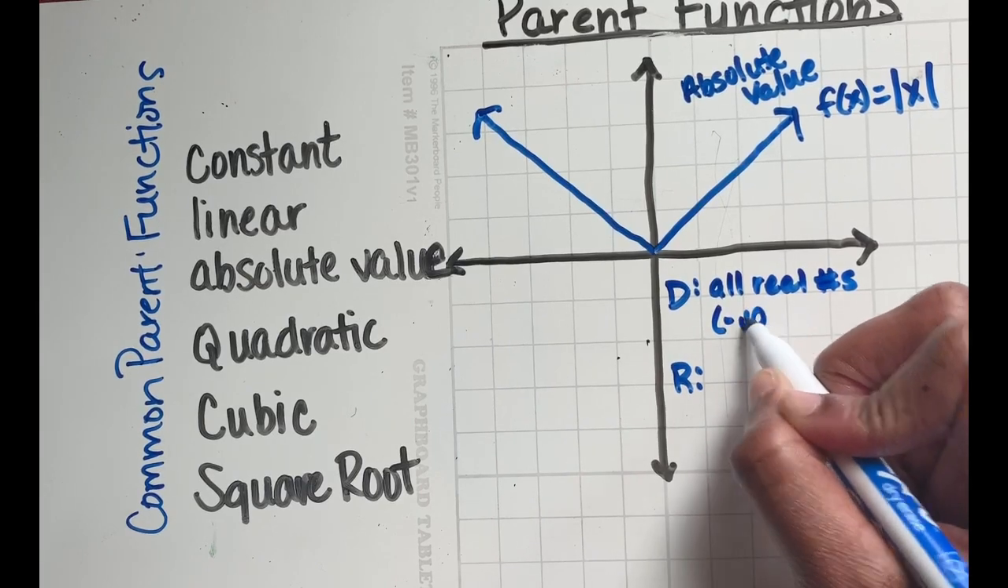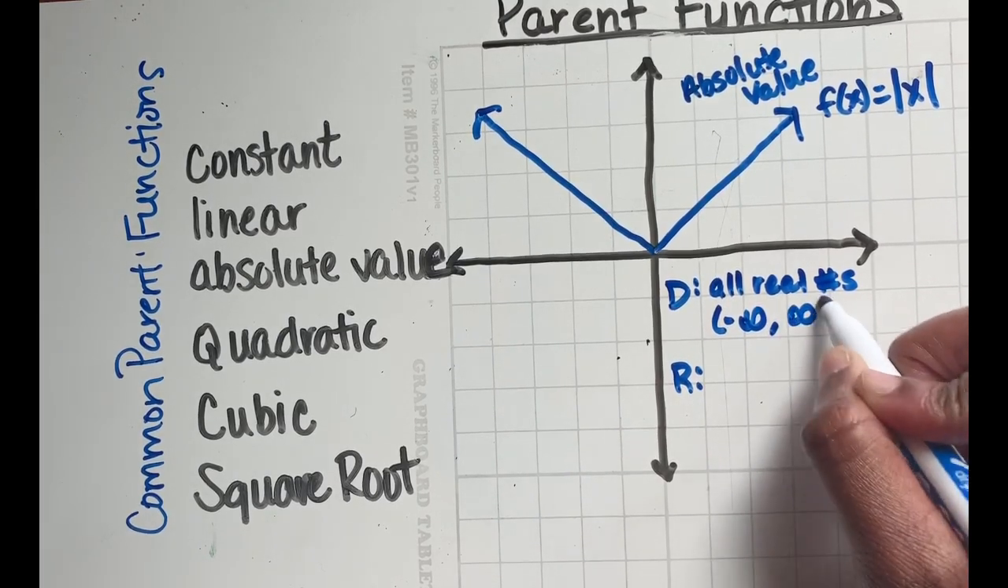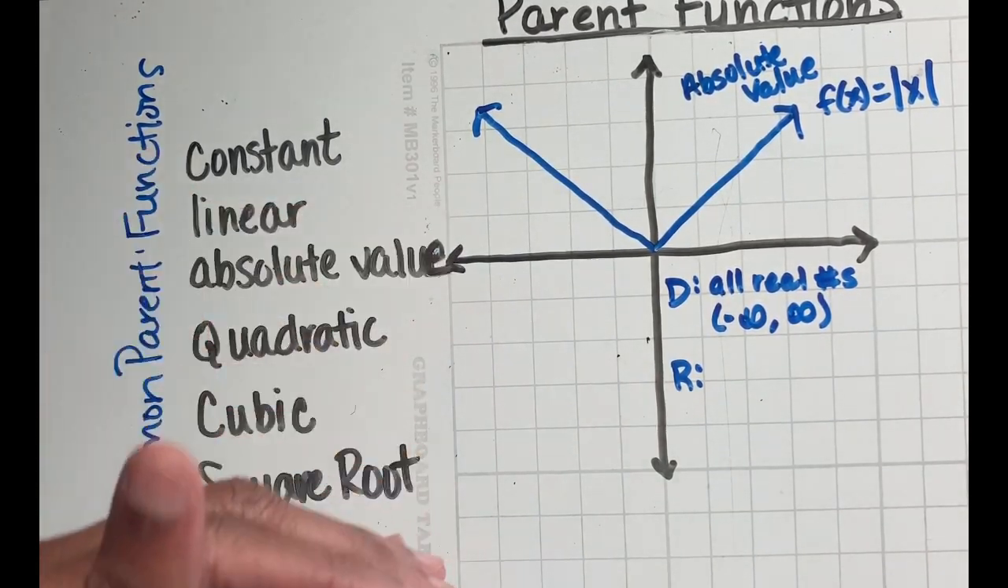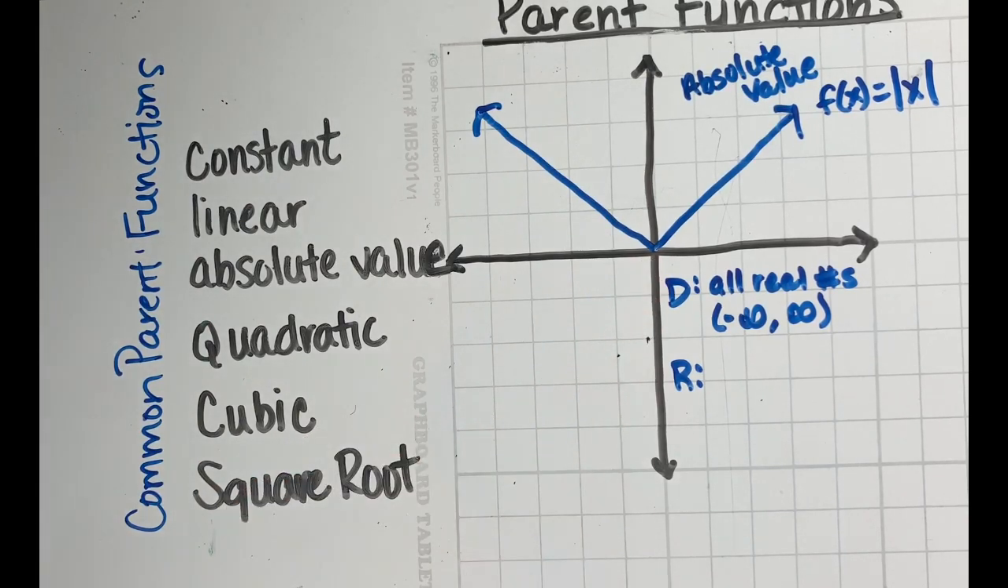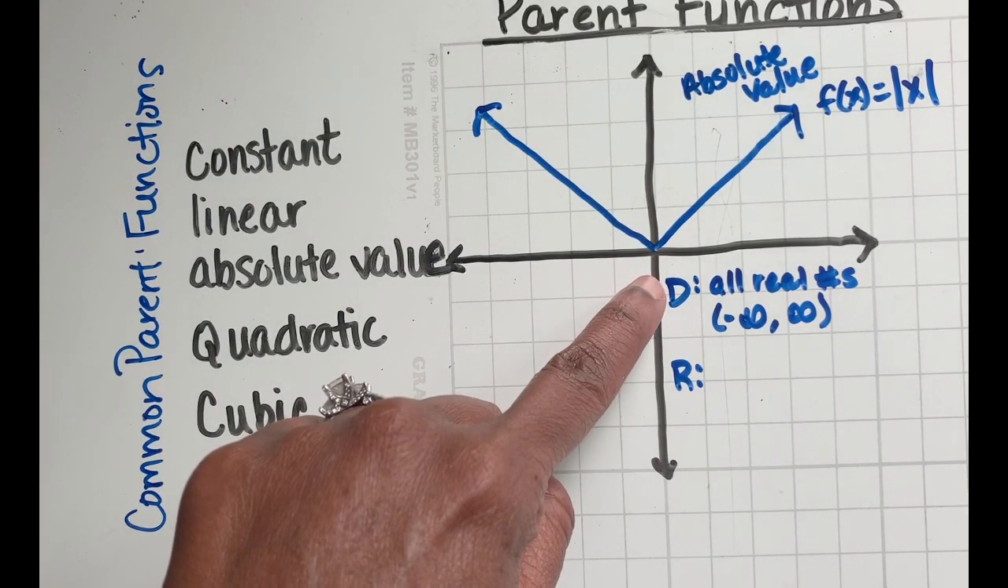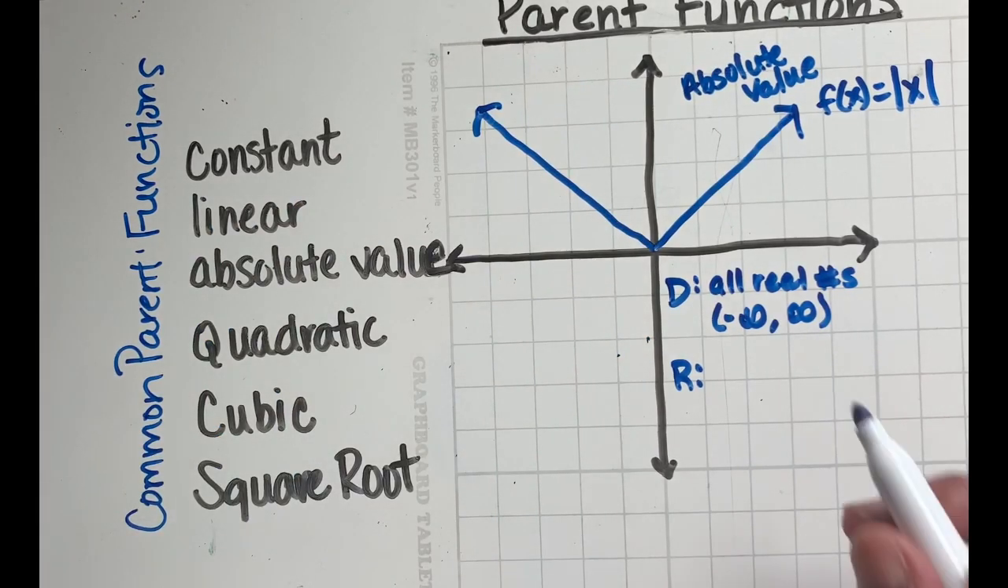And then negative infinity to positive infinity. The range, how far down does it go? It goes to 0. So 0 is the lowest point, and then it goes up forever. So how do I write that? It starts at 0, and it goes up forever.